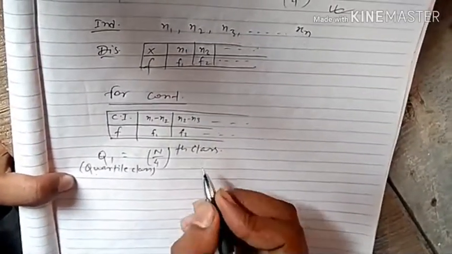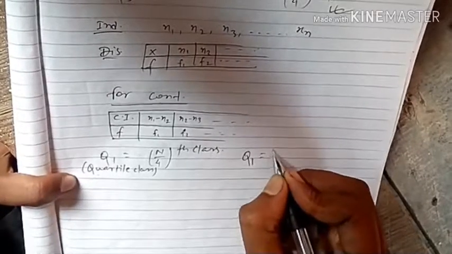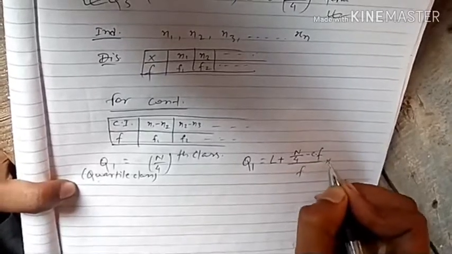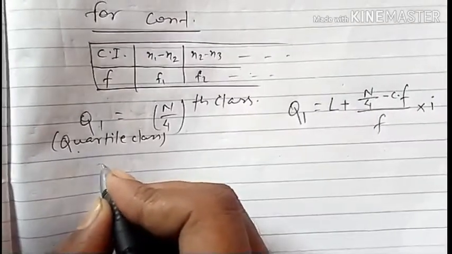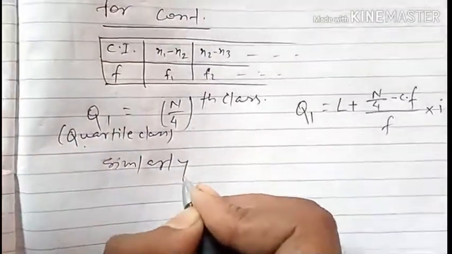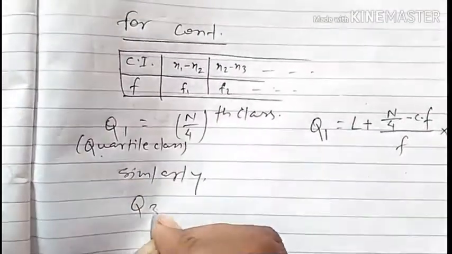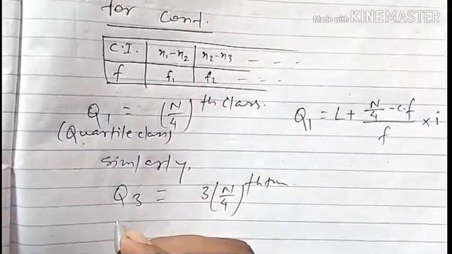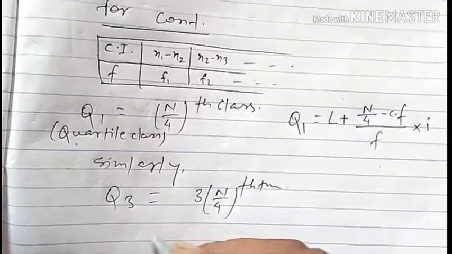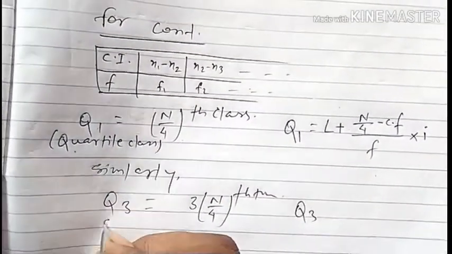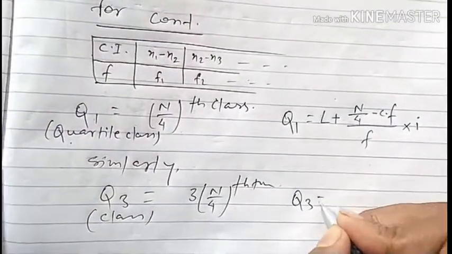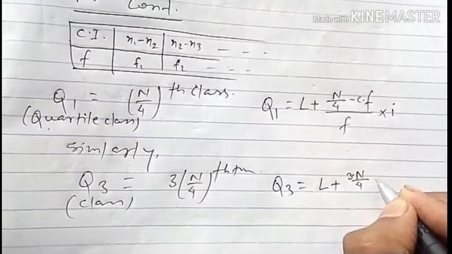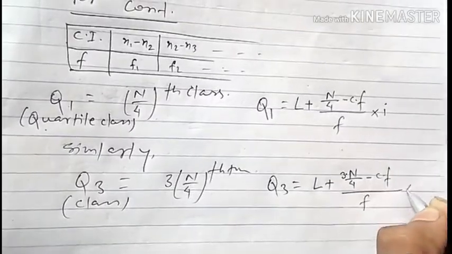Once you have the quartile class, Q1 is l plus (n by 4 minus cf) by f into i. Similarly, Q3 is the 3 into n by 4th term. This becomes the Q3 class, and after finding the class, Q3 is l plus (3n by 4 minus cf) by f into i.